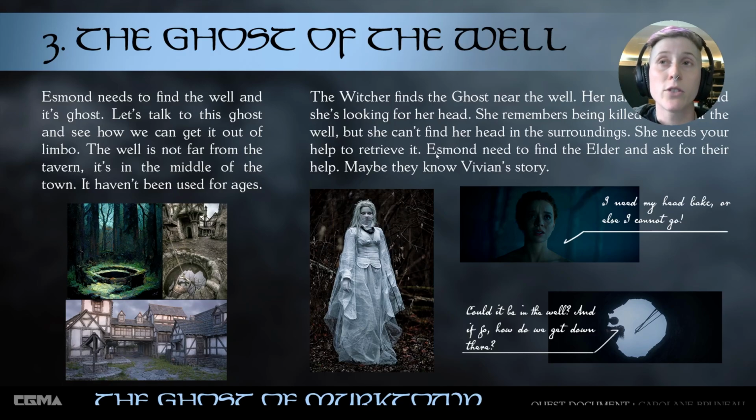Esmond needs to find the Elder and ask for their help. Maybe they know Vivian's story. So the idea would be that the Elder probably is, well, the eldest person in the village. So maybe they know something that we don't. That nobody does, actually.